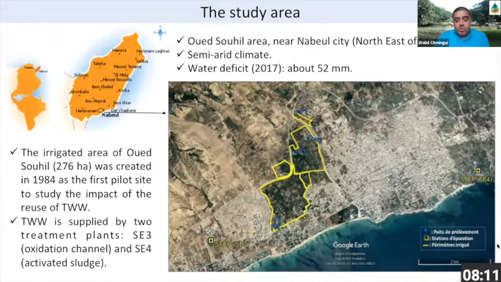water samples were collected from the area of Oued Souhil, irrigated with treated wastewater for more than 35 years. As marked on the map, from the two wastewater treatment plants, SE3 and SE4, and from four farm wells, namely P1, P2, P3, and P4, in April and June in 2017 and in 2018. Water quality parameters were determined, and the analysis of pharmaceuticals was performed by LC-MS.